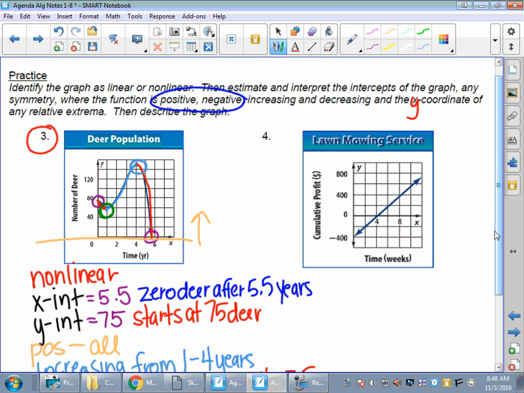Positive is above the x-axis. So here's where it's positive. So I would say from 4 weeks on, it's positive. Below the x-axis, it's negative. So I would say it's negative from 0 weeks to 4 weeks. So this is my negative because it's below the x-axis. Increasing and decreasing looks to me like it's only increasing. Isn't that what it looks like to you? Since it's linear, we're only going up. There is no change in direction, so it's increasing only.